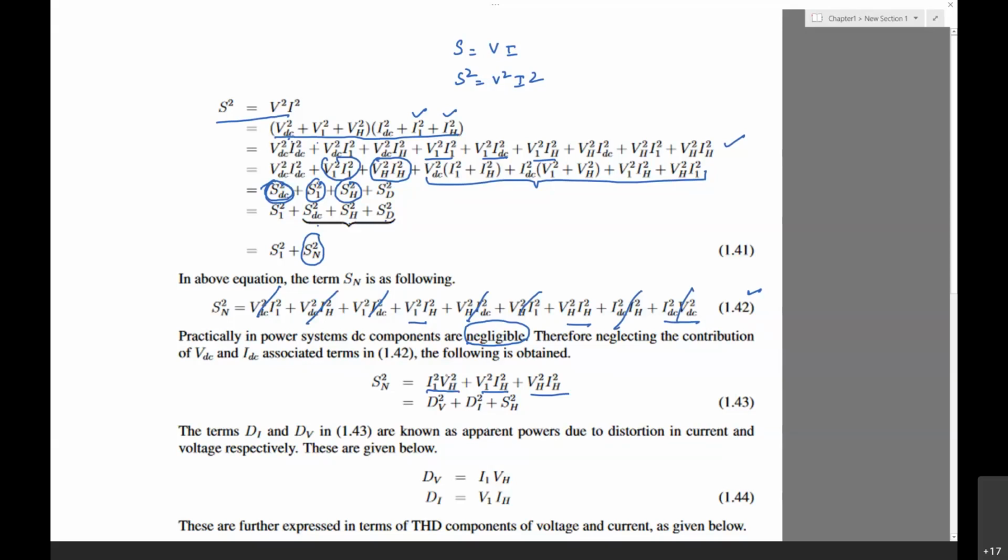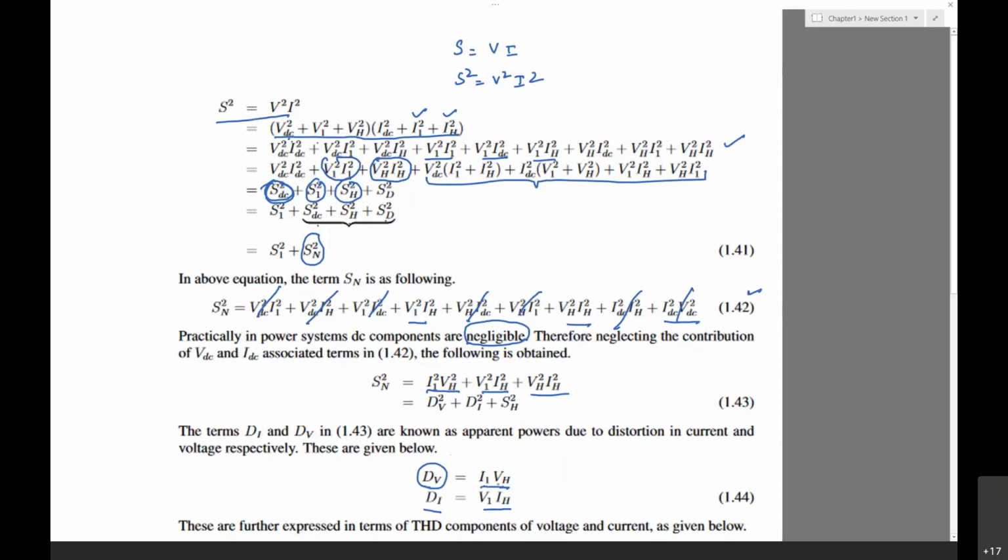And this particular equation, the VH square, we can write this way. This is dV into I1 times VH square, dV, because here there is a harmonic voltage, distortion in the voltage only. Here it is the distortion in current. Okay, the distortion in the voltage I1 into VH square, VH, and then the distortion in current V1 into IH. This way we have written this equation.